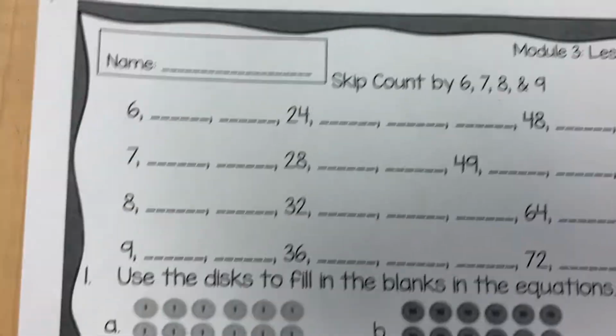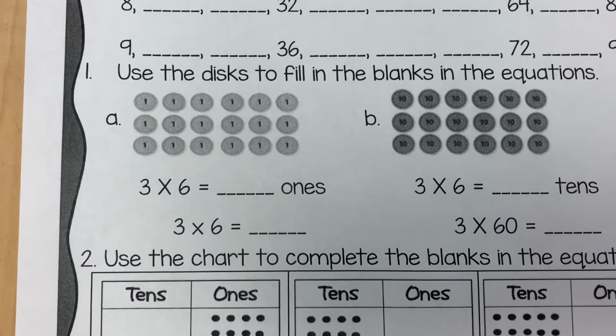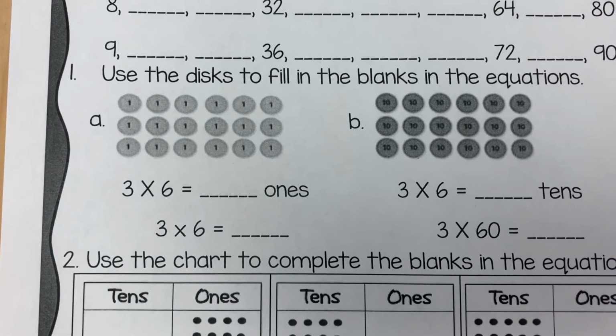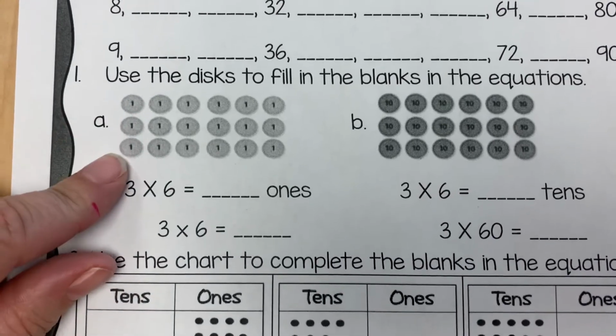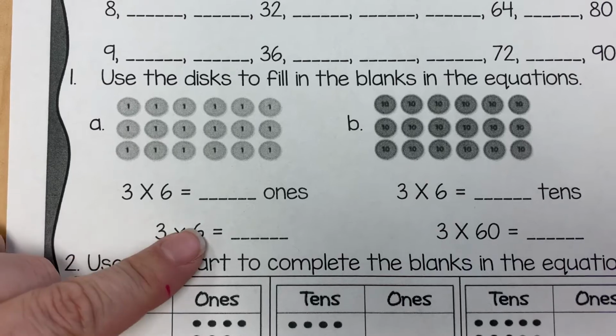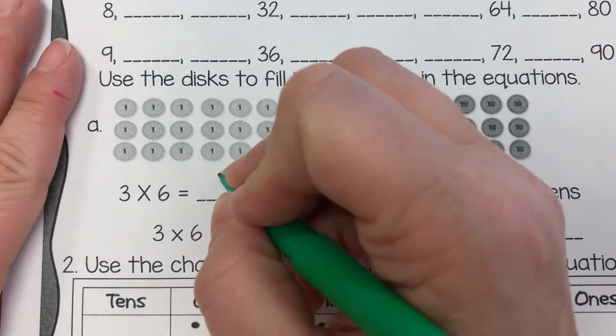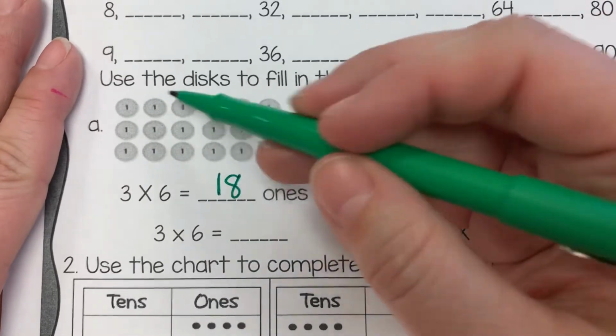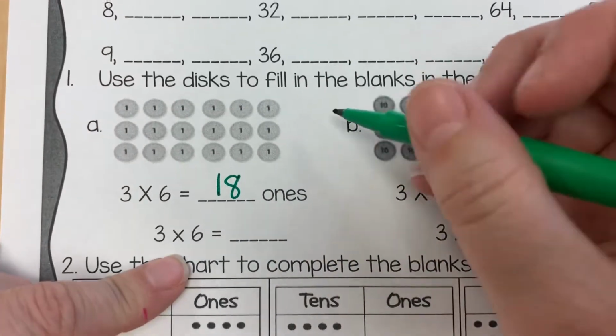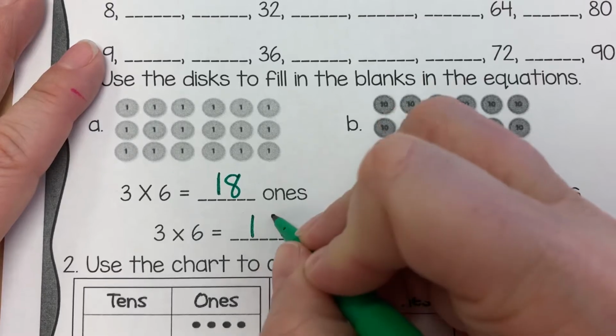So today we talked about 1s and 10s. It says use the discs to fill in the blanks in the equations. Each of these discs is worth 1. So 3 times 6 would equal 18 ones, because if I counted them, there would be 18 there because there's 3 groups of 6. 3 times 6 equals 18.